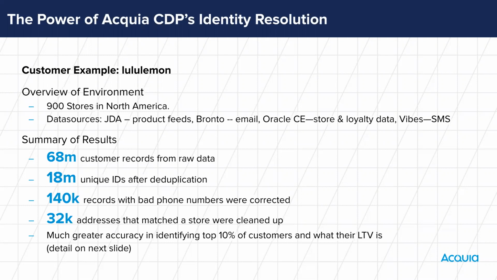And then 32,000 addresses that matched the store were cleaned up. So there's a lot of power in that. And again, you can see that this will give Lululemon the ability to market a lot more effectively using a cleansed, deduped, and reliable source of data. So the other thing that this gives this customer is much greater accuracy in identifying who their top 10% of customers are and what their lifetime value is. And I'll just go into that a little bit more on the next slide.